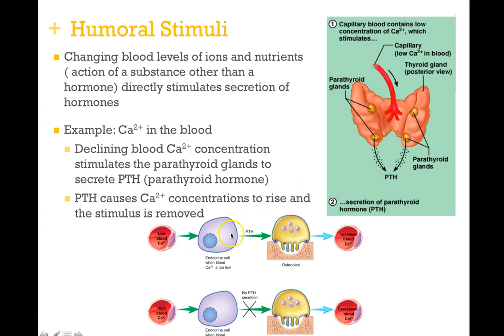I'm going to skip down to this picture. It is going to activate our osteoclasts to resorb the bone and release that calcium into our blood so that it increases blood calcium levels so that it is back to homeostasis. Now, if we have high calcium in our blood, then our parathyroid hormone would not be secreted and the osteoclast would be inactivated so that we get decreased blood calcium levels.